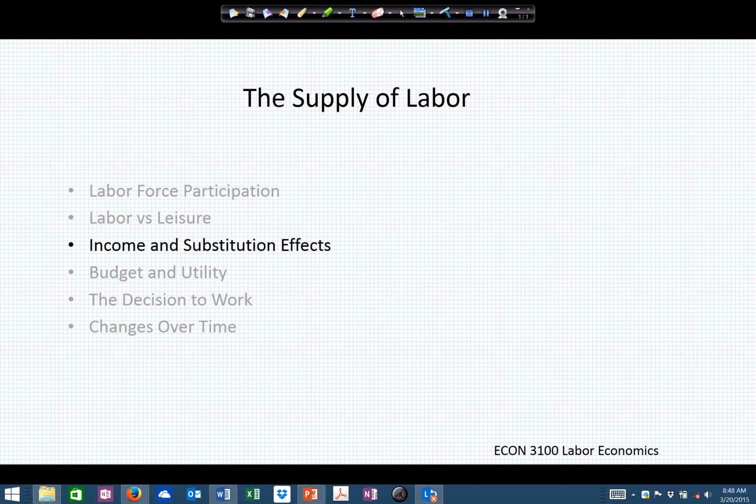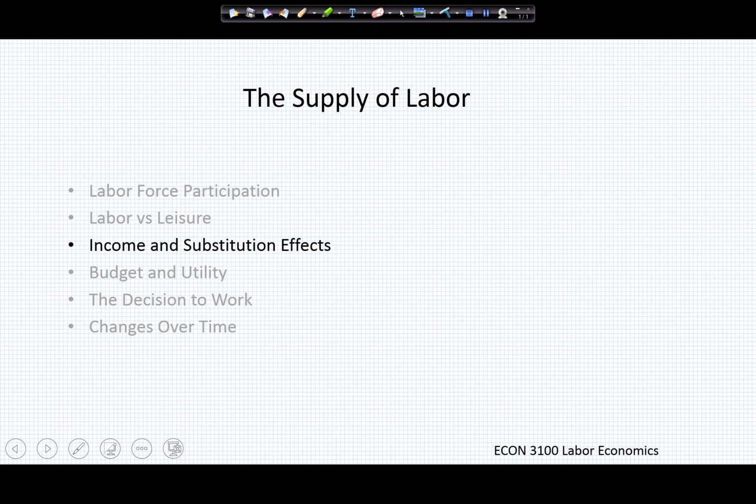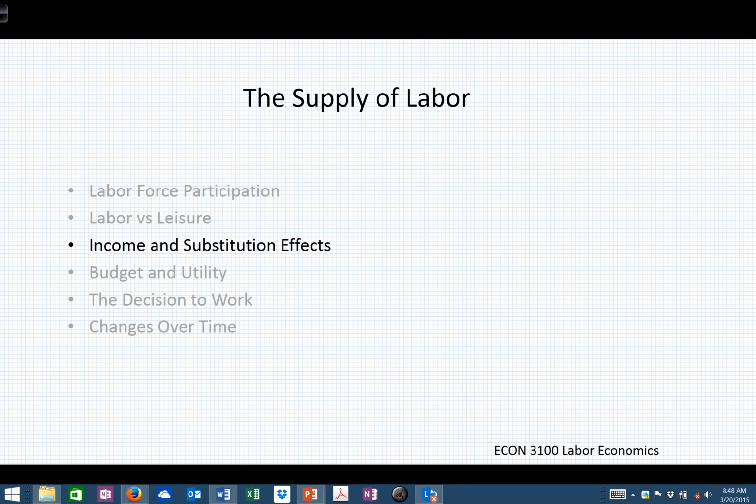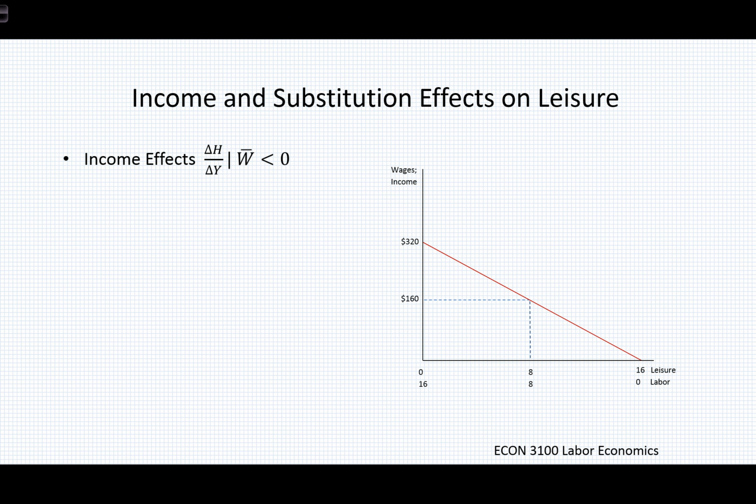As we continue our discussion of labor supply, let's now consider the effects of income and substitution on this labor-leisure trade-off model that we've developed. So let's take a look at this model. We see the same model we've looked at in the prior segments.